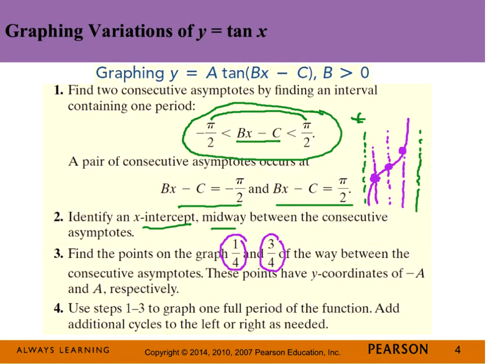And you'll find that the points have y coordinates, and this is important when we calculate this at -a and a. Hopefully this will be clear as mud once we actually walk through a problem like this. Then you're going to use all the information that you've gathered up here to put it onto a graph. And if they ask for a larger domain, you'd add any additional cycles to either side of it that is asked by the question.